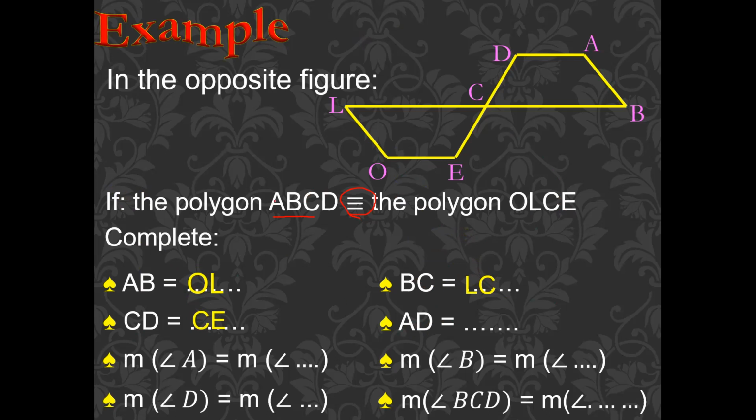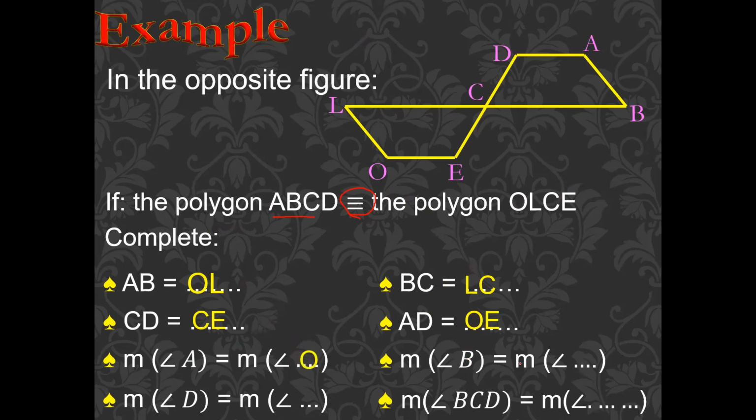AD is congruent to what? First letter and the last letter. So take the first letter and the last letter, OE. Measure of angle A equals measure of angle what? Angle A is the first letter, so angle A will be congruent to angle O. So the measure of angle A equals the measure of angle O.